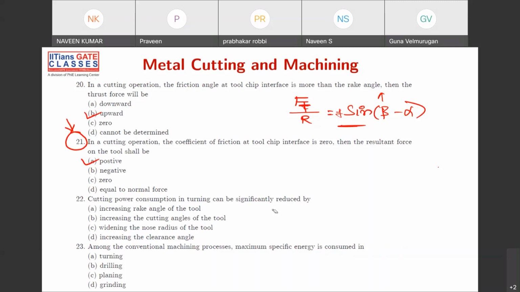Prabhakar says A. Rishikesh is saying A. Why, sir? Anyone? Why are you writing A? Why is power consumption increasing? Reduced, not increased. So power consumption is reduced as the rake angle is increasing, you are saying. Why?